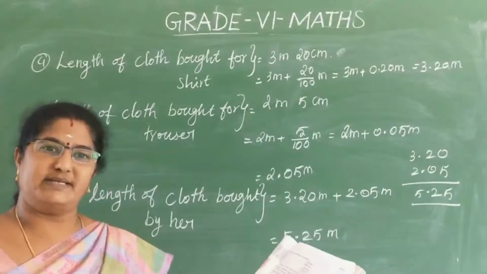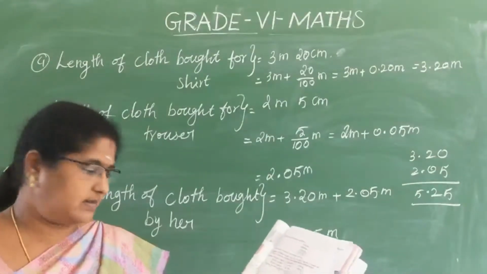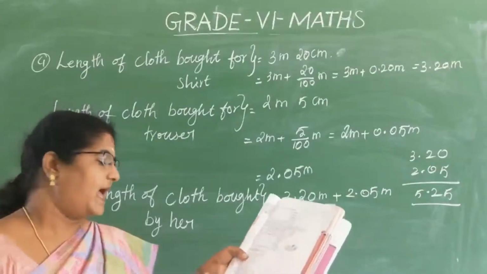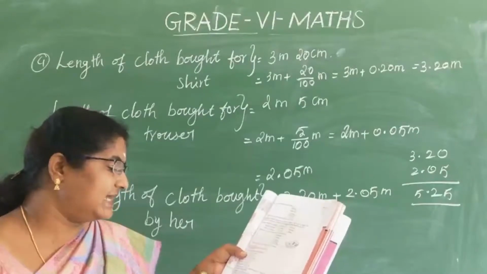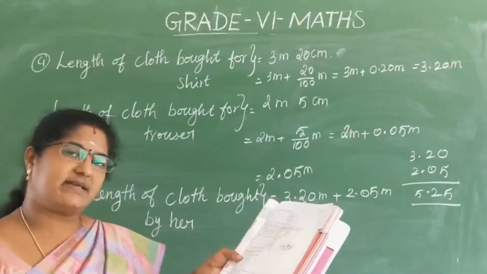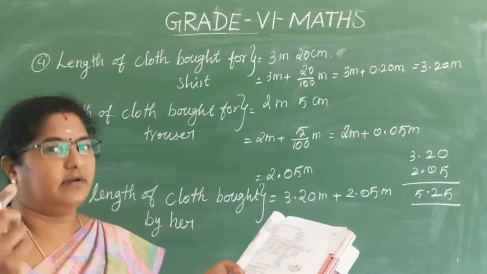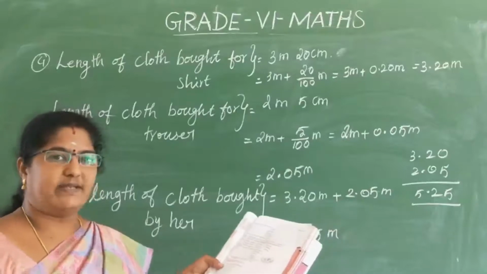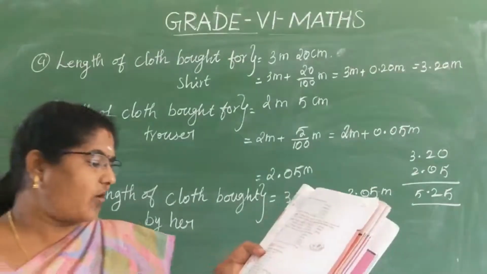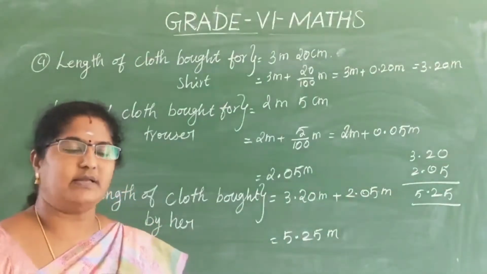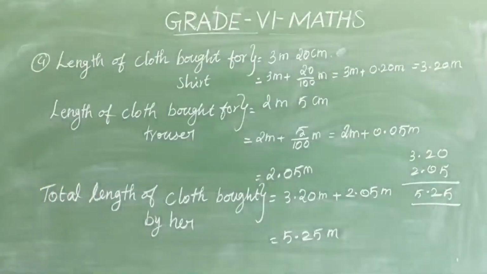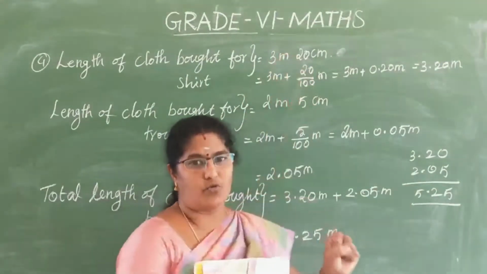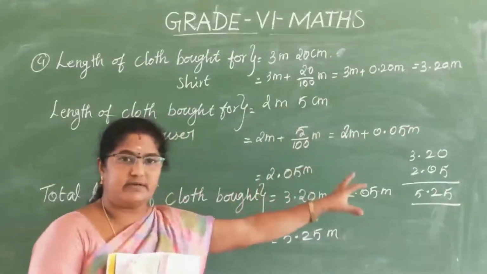Distance walked in the morning, 2 km 35 meter. When we convert into kilometer, it is 2.035 kilometer. Next, distance walked in the evening equals 1 kilometer 7 meter. When converted into kilometer, it is 1.007 kilometer. Then we have to add for the total distance walked. Understand how to do it? In the same way, for meter to kilometer, we divide that number by 1000, then convert into decimal. Likewise, convert into decimal, then you can add.